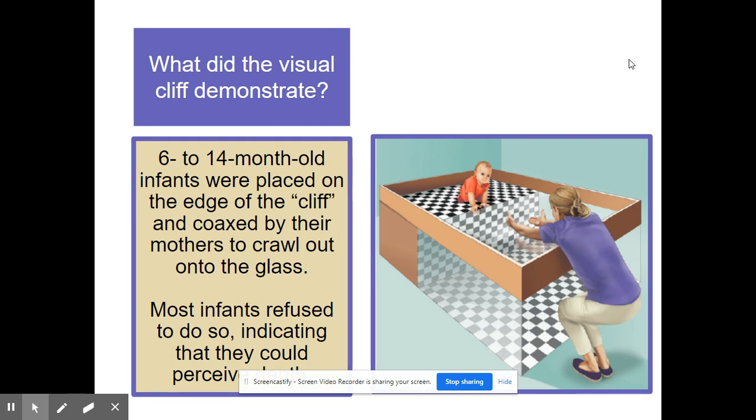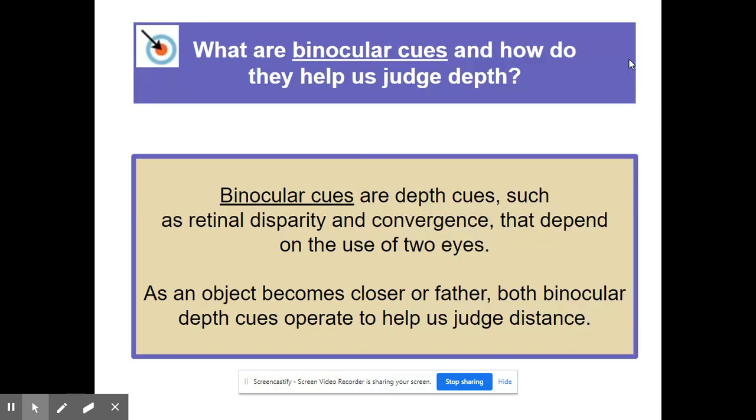There are a couple ways in which we see the world. One is through what we call binocular cues. They help us judge depth. This is through retinal disparity and convergence, as they depend on using 2 eyes. As objects become closer or farther, both binocular cues operate to help us judge that distance. Because our eyes are 2.5 inches apart, our retinas perceive different images of the world.